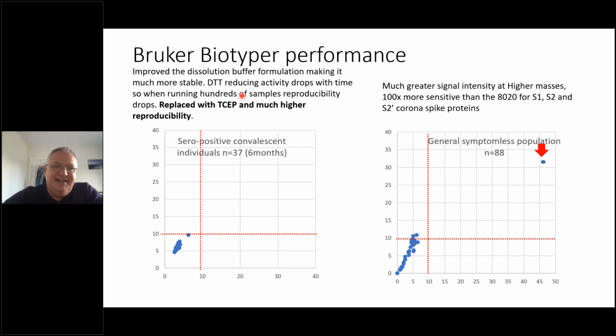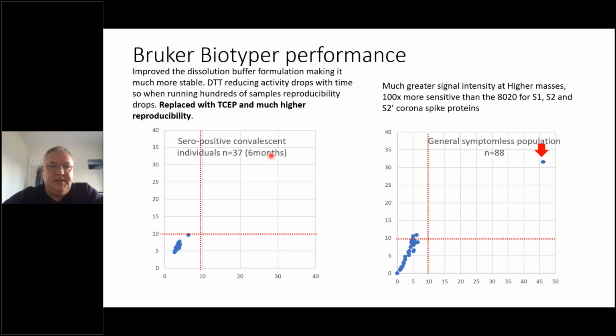I should have added that we changed our buffer formulation slightly, because we realized that DTT, although it was having a fantastic reducing activity, drops off in activity with time. So if you're doing hundreds of samples and your DTT is out for a couple of hours, you'll find that its efficiency of reducing all of those disulfide bonds drops with time. We moved over to TCEP, and we were getting much higher reproducibility. This very tight distribution.